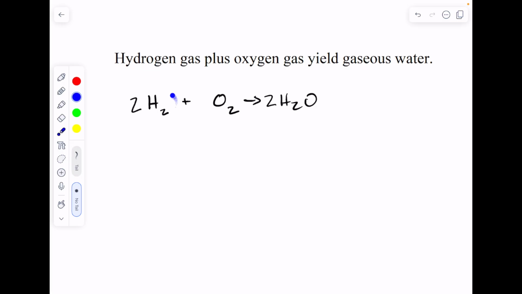Now we have 4 hydrogen atoms in the reactants and 4 hydrogen atoms in the products. We have 2 oxygen atoms in the products and 2 oxygen atoms in the reactants, so the equation is balanced. As a reminder, we changed the subscripts to write the correct formula. Once we did that, we balanced the equation using coefficients only.